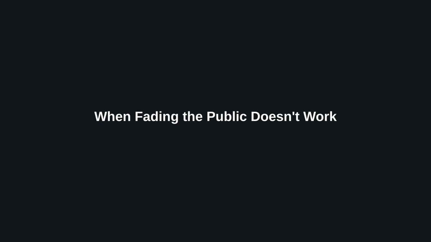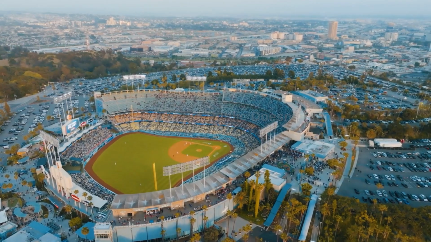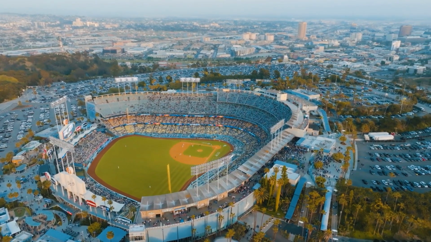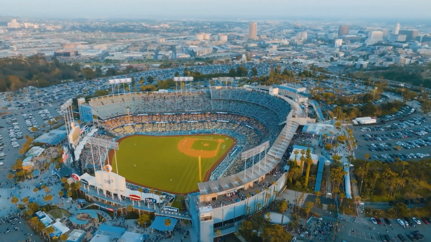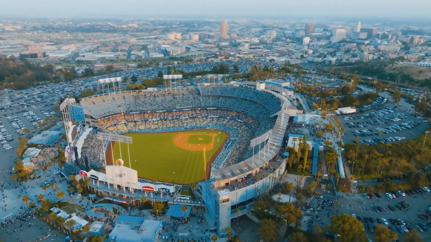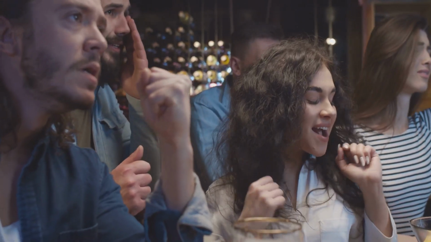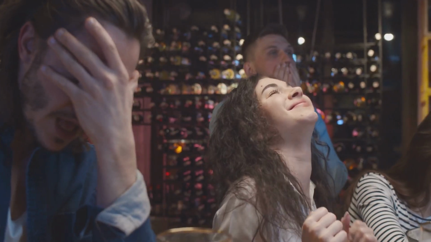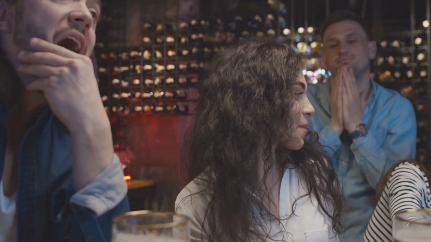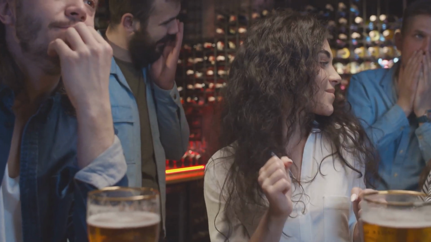Next, when fading the public doesn't work. Some situations look like fades but aren't. Sharp money aligned with the public. Sometimes the public and the professionals are on the same side. If 75% of bets are on the favorite, but the line moves toward the underdog, sharp money is pushing back. The public percentage alone isn't enough information.